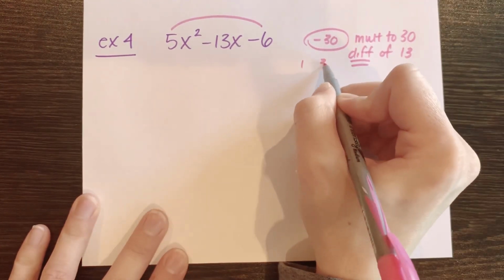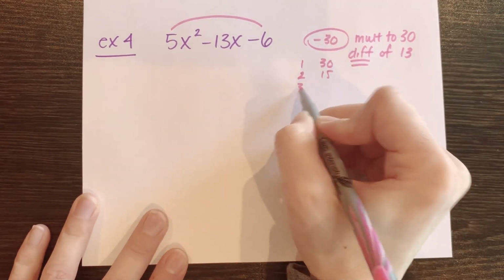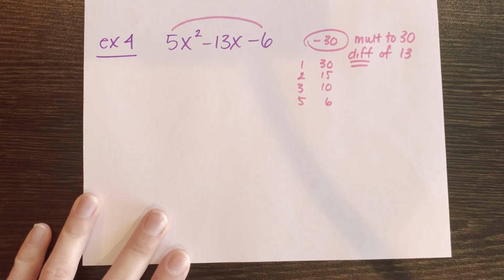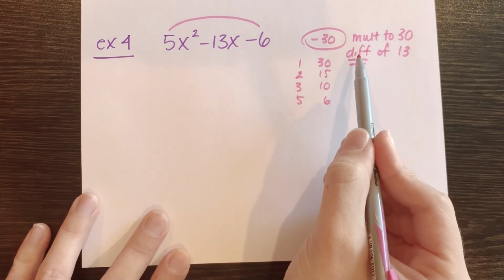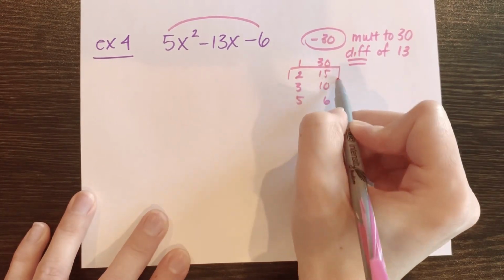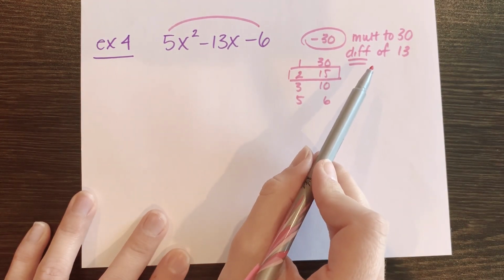Because when I list my factors of 30, 1 and 30, 2 and 15, 3 and 10, 5 and 6. Guess what? There's a pair on that list that add to 13, 3 and 10. But if they have different signs, 3 minus 10 is not going to give me negative 13, and 10 minus 3 is not going to give me negative 13. I have to change that language so that I properly pick 2 and 15, because those are the two that will also give me a difference of 13.